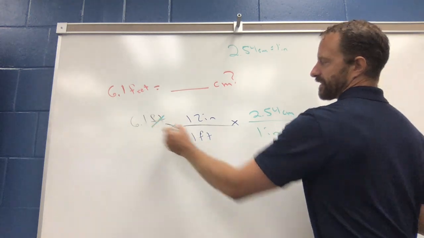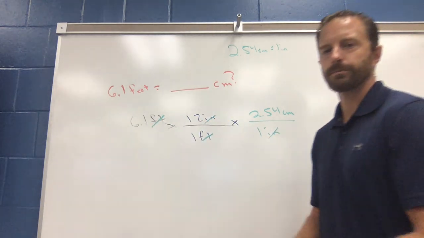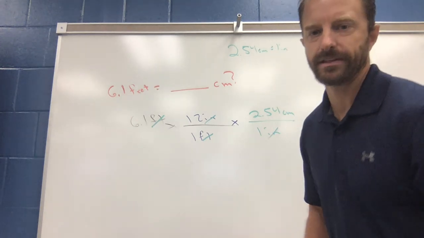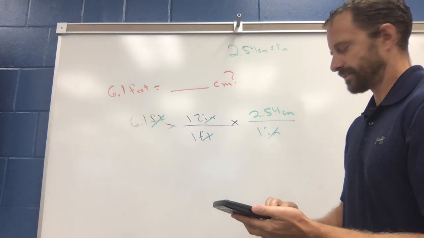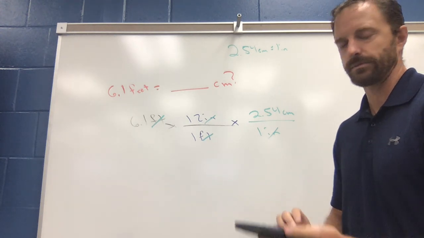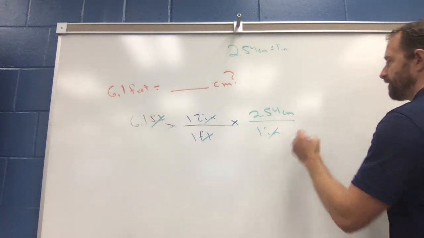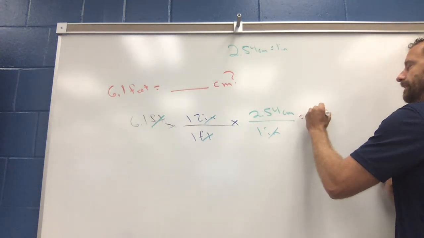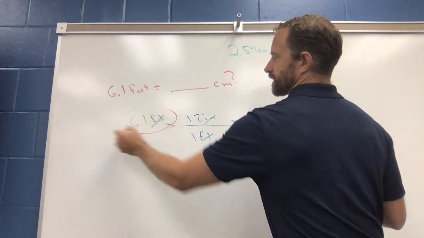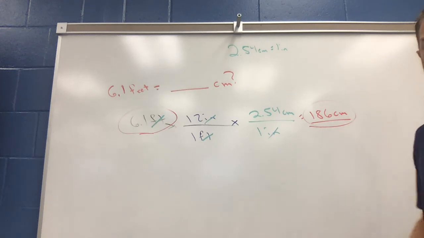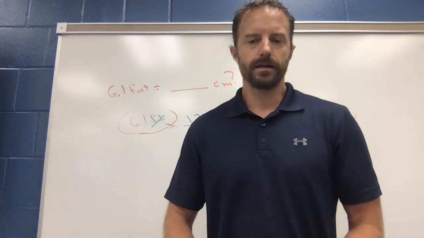So my feet have canceled out, my inches have canceled out, and mathematically, I multiply by everything that's on the top, divide by everything that's on the bottom, right? So I do 6.1 times 12 times 2.54, and now we've dealt with something that we're not as comfortable with, I guess, and that is 185.9, so I'll round it to 186 centimeters, right? So 6.1 feet is 186 centimeters, right? We've changed from one thing to another. Let's see, we're at almost 5 minutes.